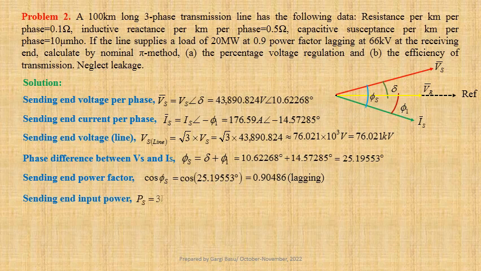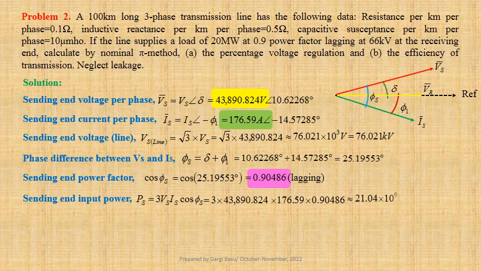Now we shall calculate sending end input power. Ps equals 3 times Vs into Is cos phi s. Using values we get 3 into 43,890.824 into 176.59 into 0.90486, which is approximately equal to 21.04 into 10 to the power 6 watts or 21.04 megawatt.